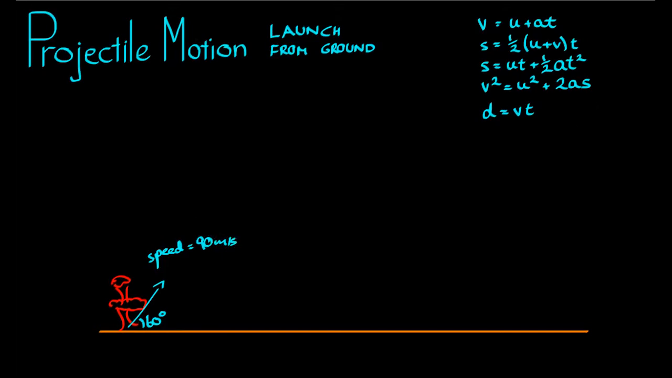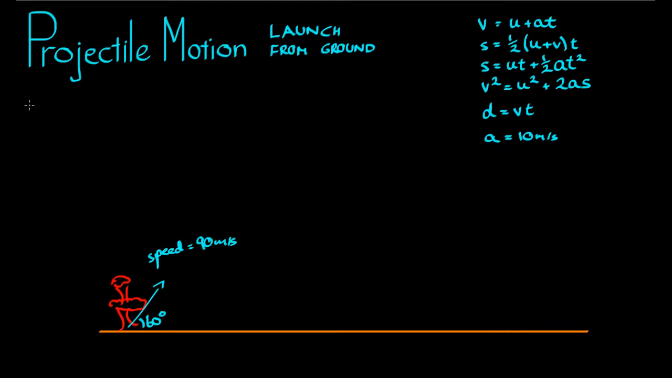We don't need to know the weight of the object because gravity accelerates all objects downward, at least in VCE physics, at the surface of the Earth at around 10 meters per second squared. That is what is going to determine the motion of that projectile. So it's a bit of debris.